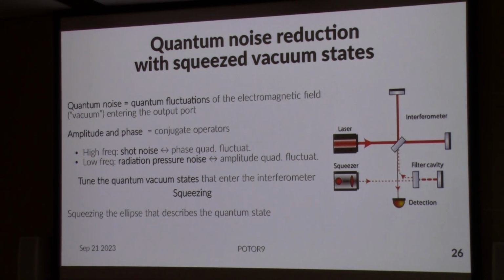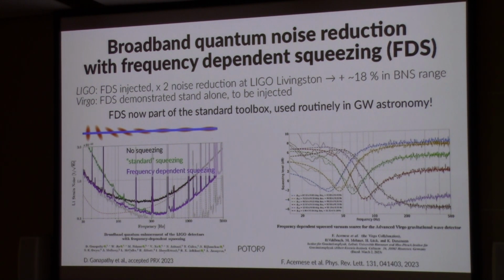So there is a trick. The trick is frequency-dependent squeezing, in which you squeeze the phase axis at high frequency, and then you turn the ellipse to squeeze the amplitude axis at low frequency. Okay, and this is possible. This is possible by an additional optical scheme, which I won't detail. But this was successfully demonstrated for the first time a few months ago.